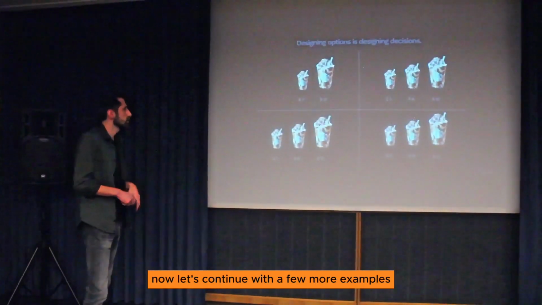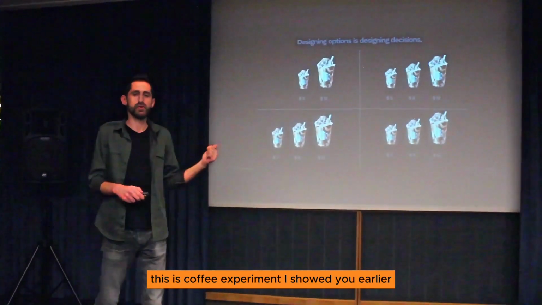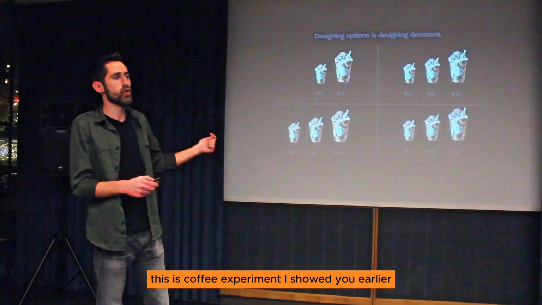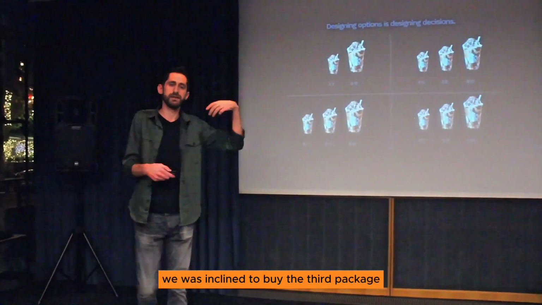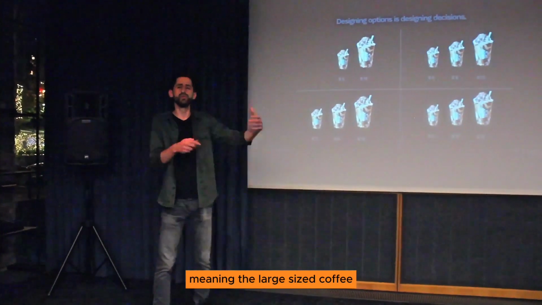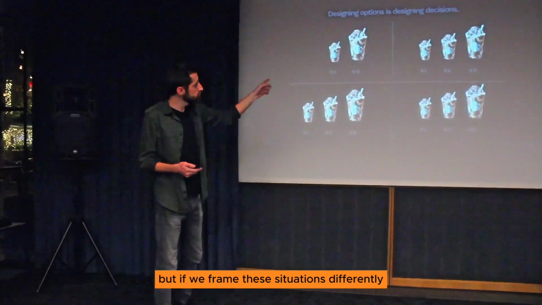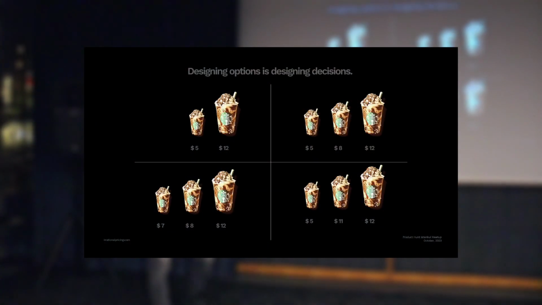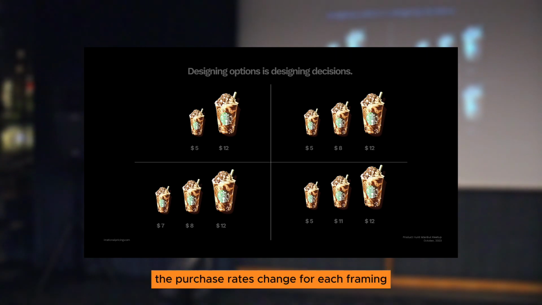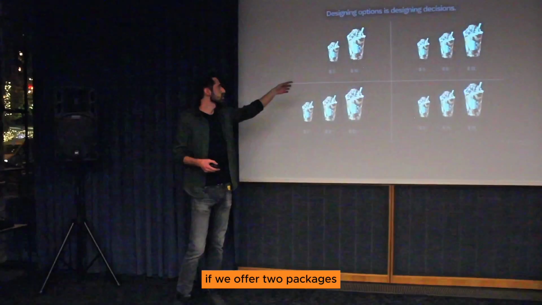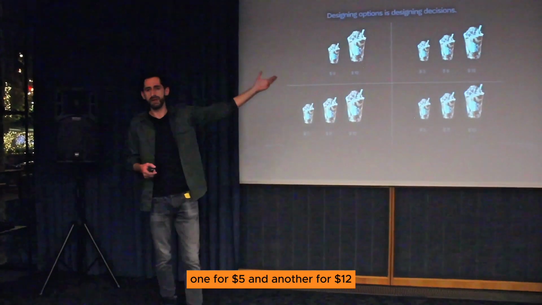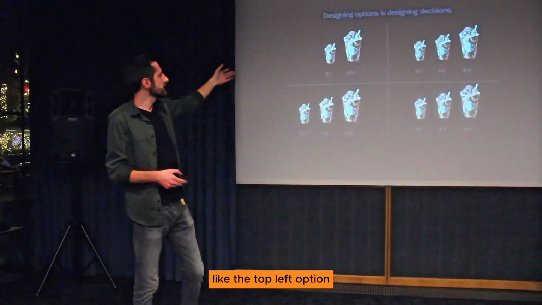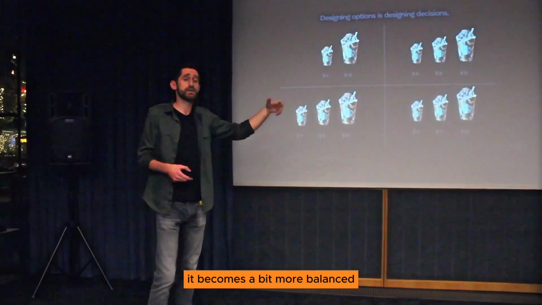Now let's continue with a few more examples. This is the coffee experiment I showed you earlier. In that scenario, we were inclined to buy the third package, meaning the large-sized coffee. But if we frame these situations differently, as shown here, different outcomes emerge. In other words, the purchase rates change for each framing. For example, if we offer two packages, one for $5 and another for $12, like the top left option, it becomes a bit more balanced.